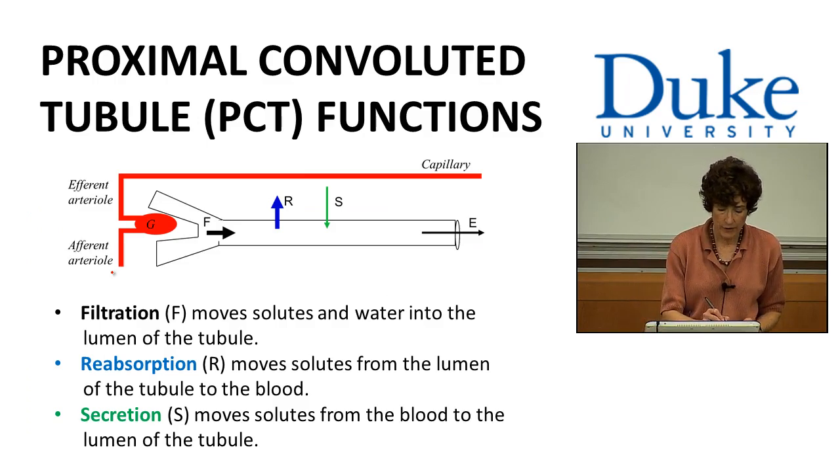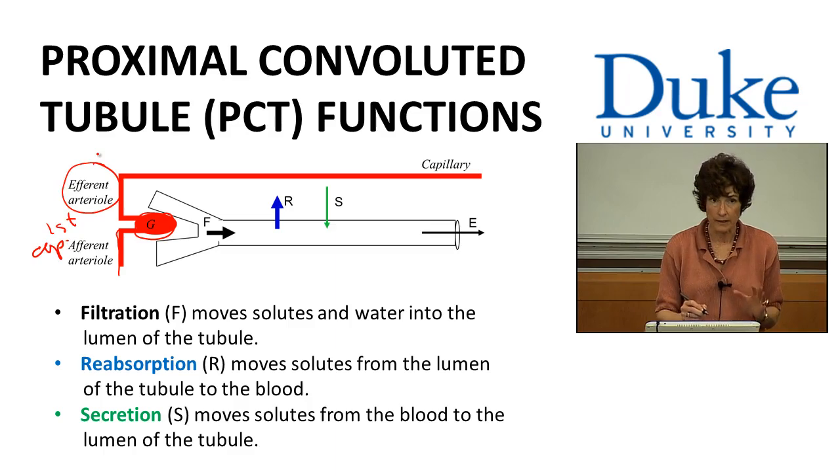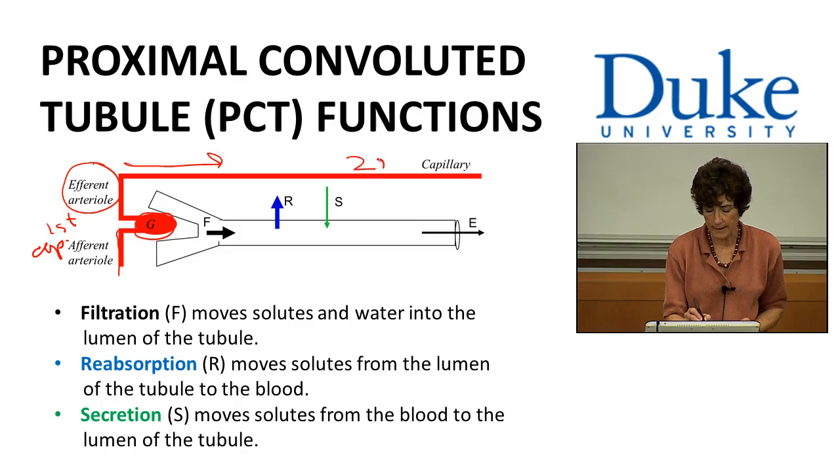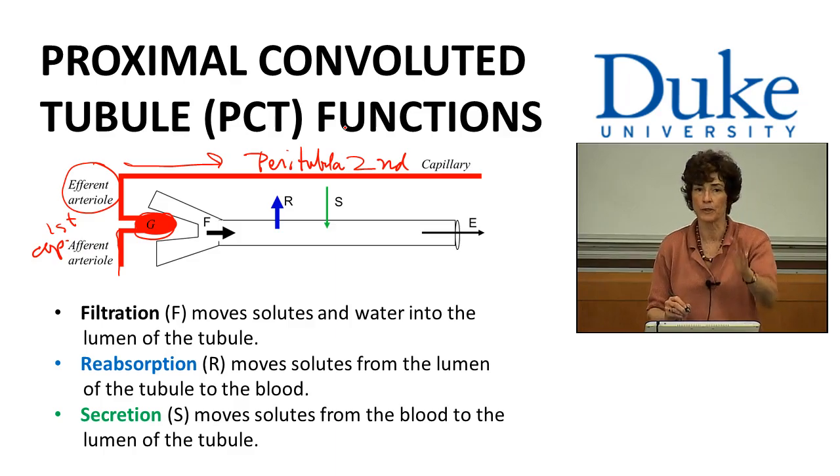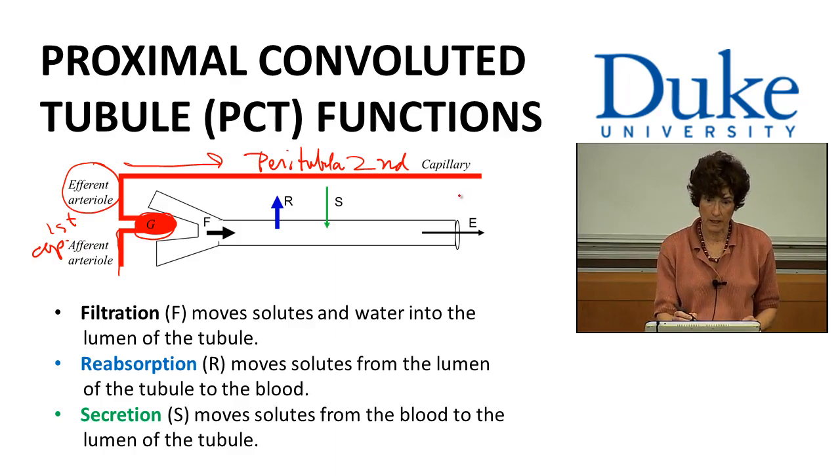So let's revisit our tubule, and that's what's drawn here. We have the afferent arteriole, which is feeding into the glomerulus, and that's our first capillary bed. And that first capillary bed is drained by a second arteriole, the efferent arteriole. And the blood then drains into the second capillary bed, which is called the peritubular capillary. And the peritubular capillary runs along the renal tubule within the kidney.